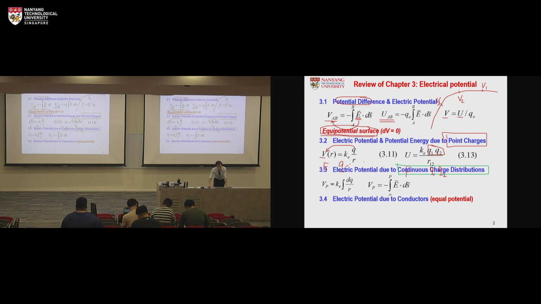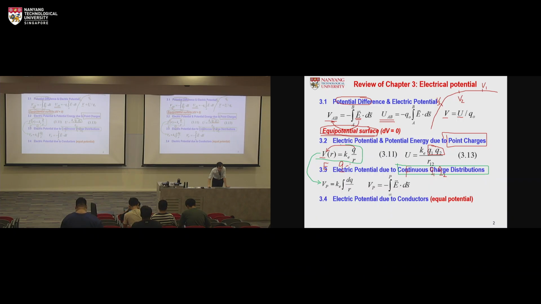So actually you can see from here to here, the logic is the same. We have been doing this for the electrical field E, right? How we can derive this E due to continuous charge distribution based on E from a single point charge, right? Now here basically you are applying the same approach for another parameter, right?